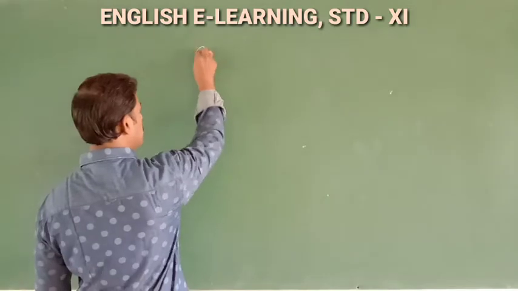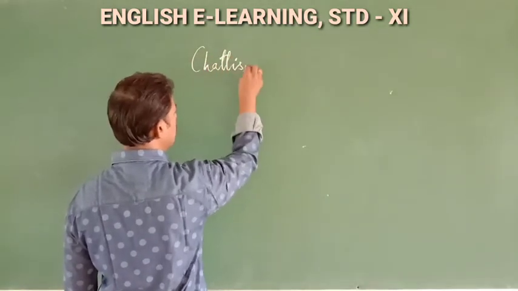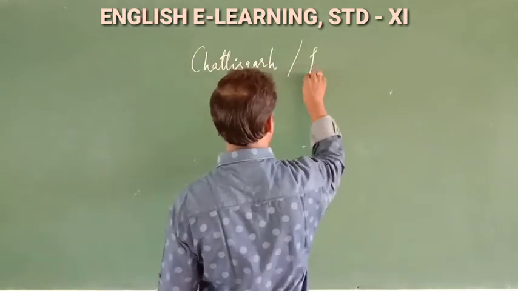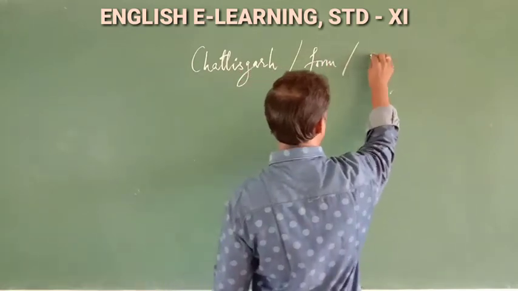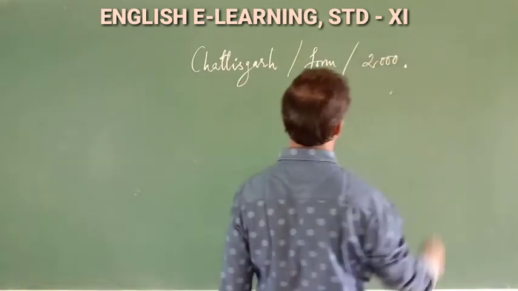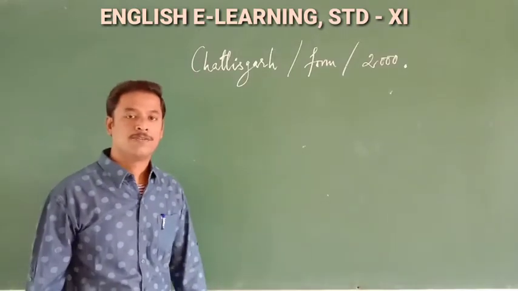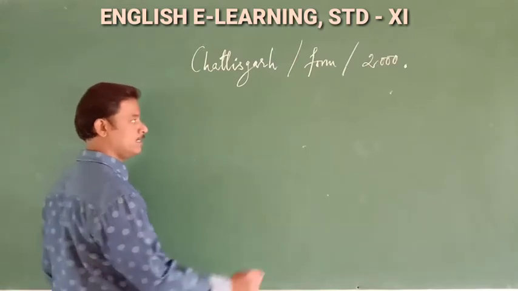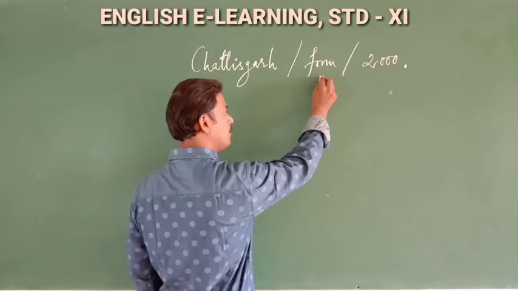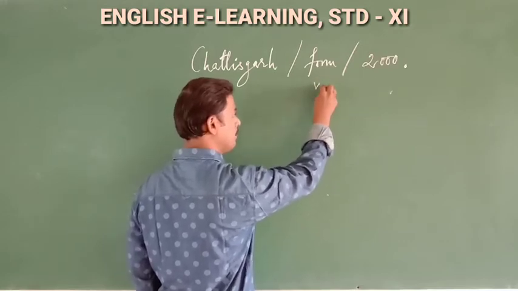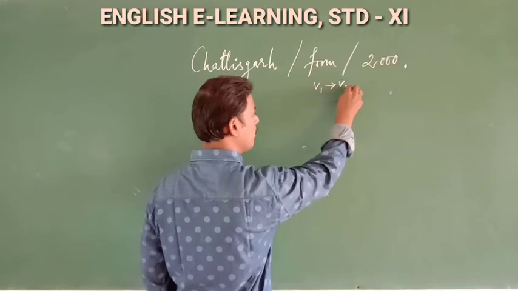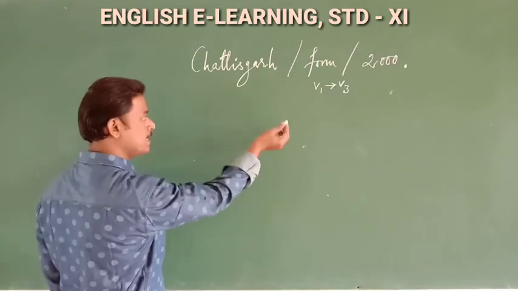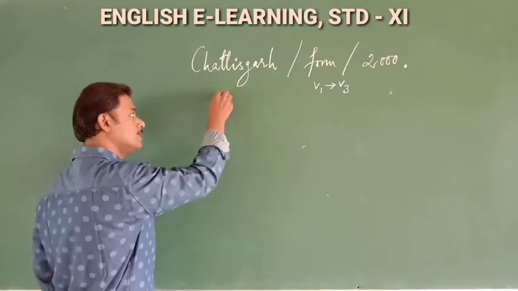Third example is Chhattisgarh form 2000. Okay, Chhattisgarh form 2000. These are the words. Right. Again, we must analyze the verb here. The final verb used here is form. It is in base form. We must apply the third form of this verb. Second step is we must analyze whether this subject does the action or the action is done to the subject.